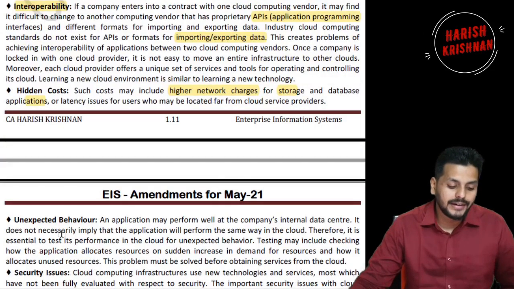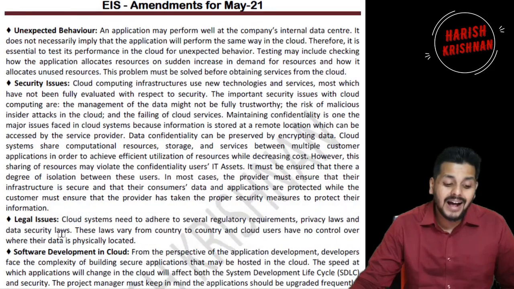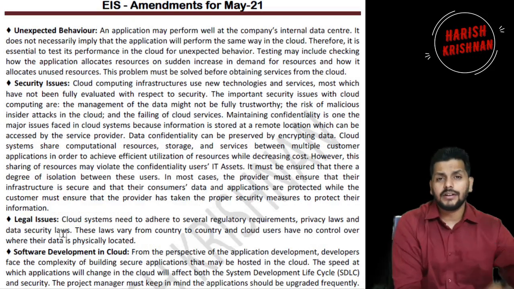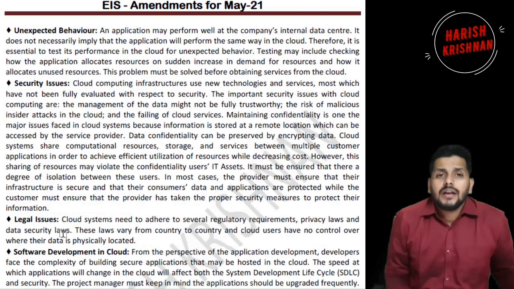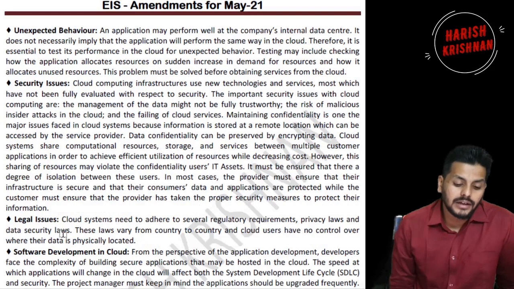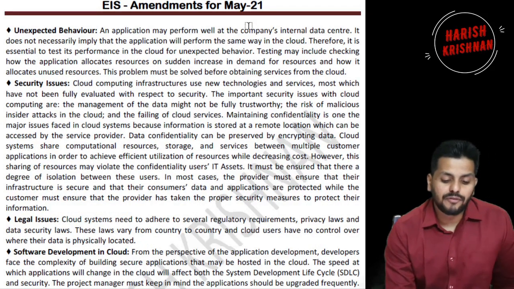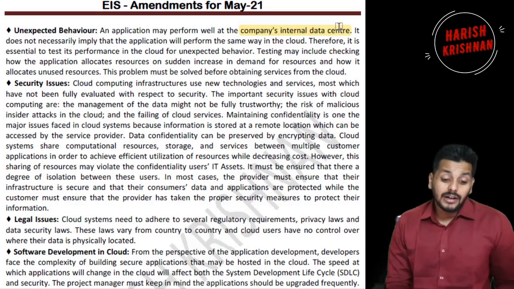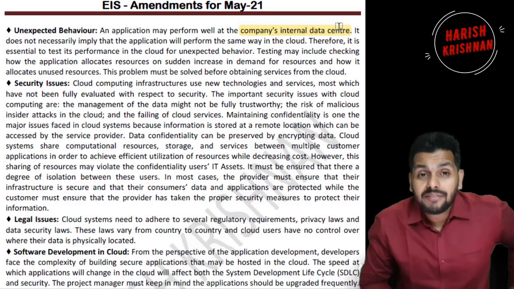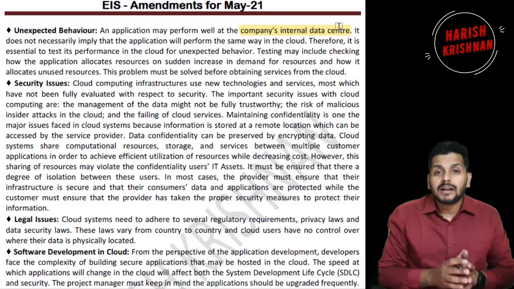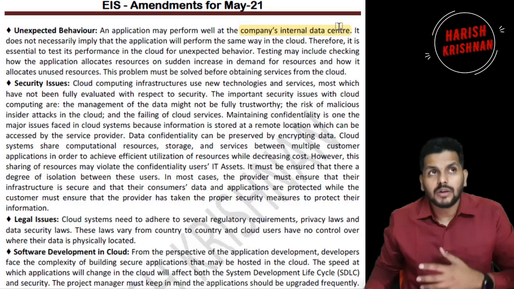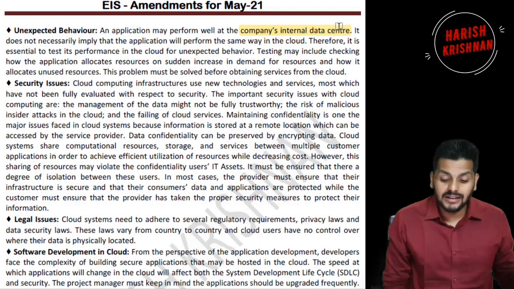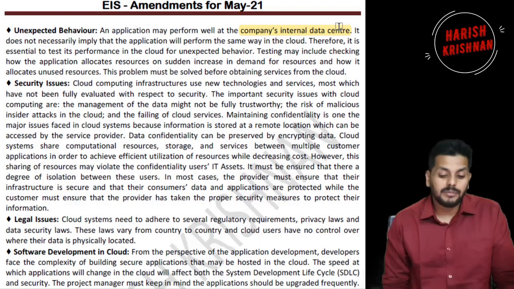Threshold policy, interoperability, hidden cost, unexpected behavior. This is one of the points that you studied in disadvantages of the clouds also. Suddenly, what if the cloud stops responding? An application may perform well at the company's internal data center, and it does not imply that it will perform very well on the cloud. When you hosted a particular application on the server, it was working well. Will the same thing work well even on the cloud? We don't know that. That could possibly be a problem here.